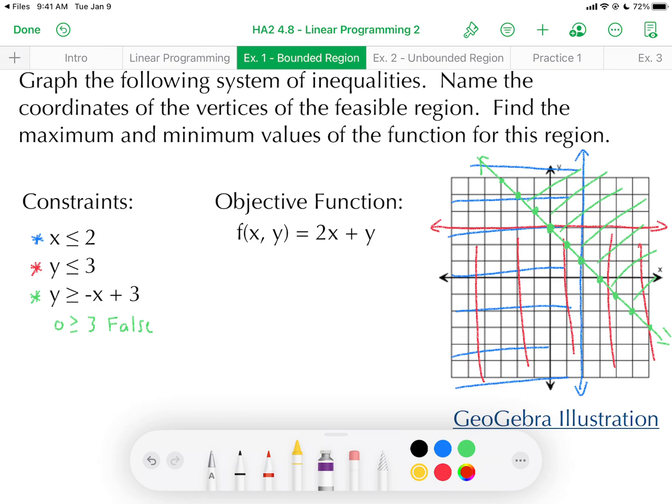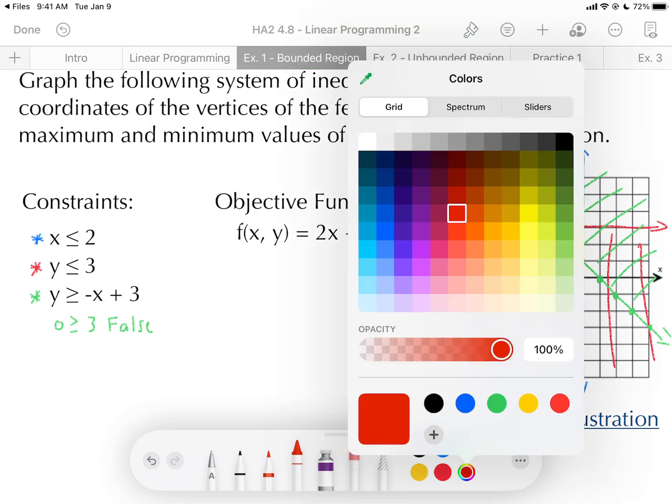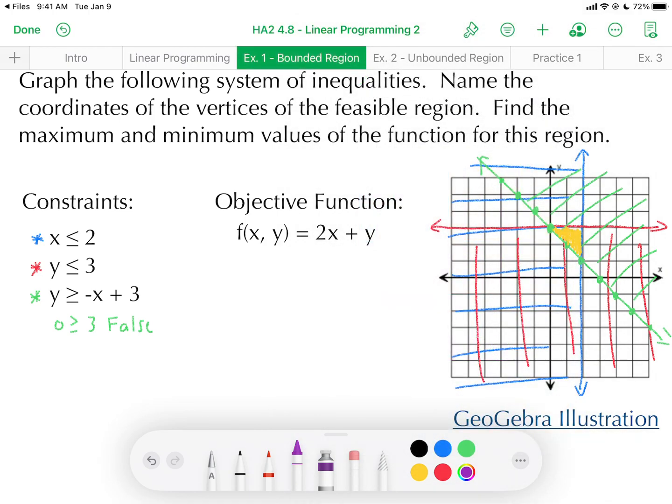Okay, so the overlap of all those, kind of hard to see because I didn't do very much shading, but the overlap would be this triangular area right here. And that's my feasible region. And notice that region has 3 vertices. Okay. Now let's make a table.